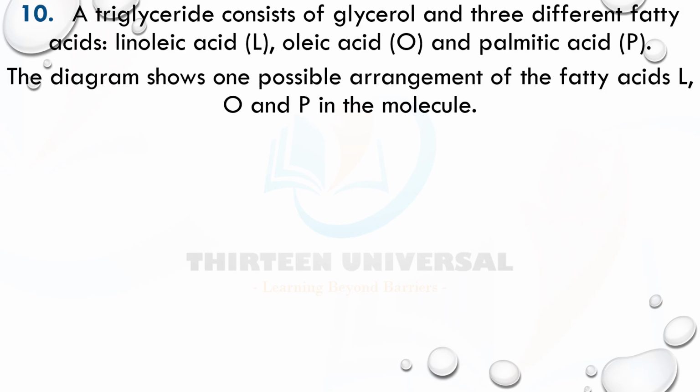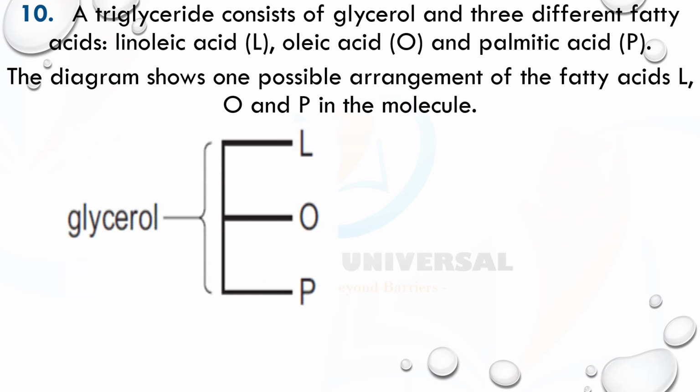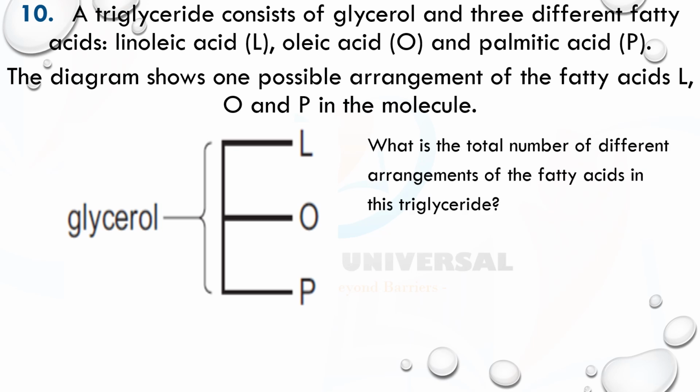Okay, let's go to the last question. A triglyceride consists of glycerol and 3 fatty acids: linoleic acid L, oleic acid O, and palmitic acid P. The diagram shows one possible arrangement of the fatty acids L, O, and P in the molecule. So this is LOP. What is the total number of different arrangements of the fatty acids in this triglyceride? This is one arrangement.